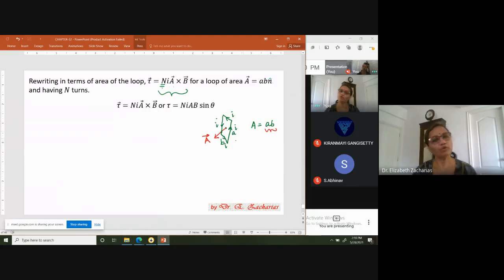You can apply this for a circular loop, for any shape of the loop. Okay, the magnitude of the area vector will be the actual area, and your direction is going to be given by the right hand rule, where you put your right hand fingers in the direction of the current.